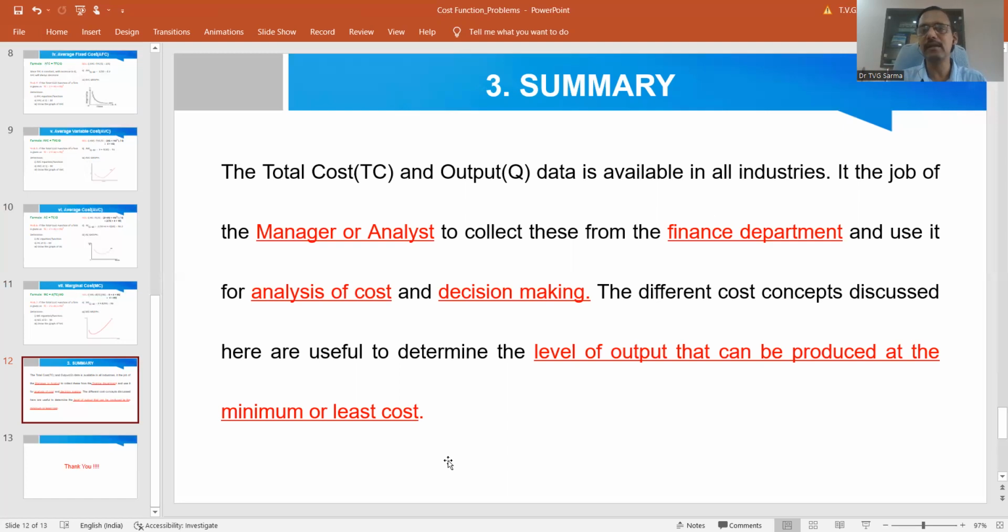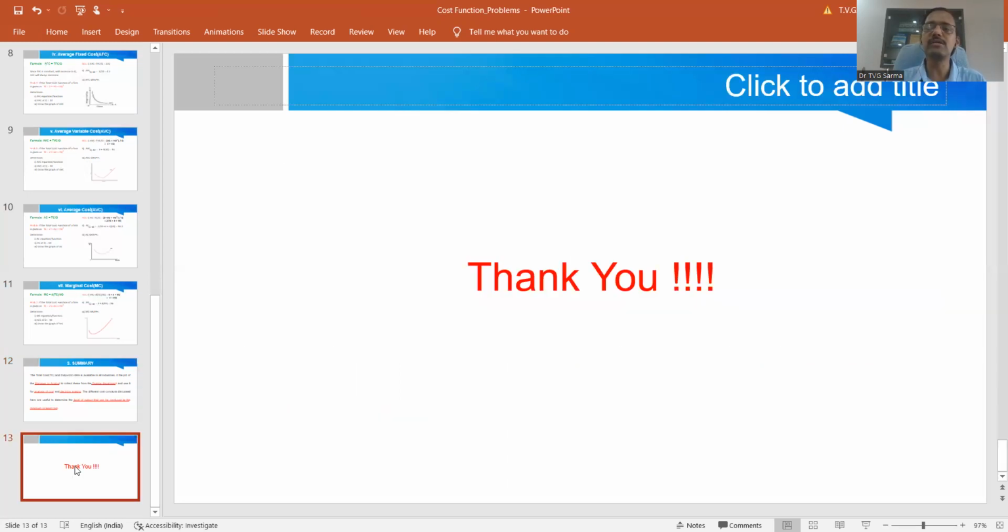The process of determining the output which can be manufactured at the lowest cost is a part of the next series of lectures, series of videos we shall be taking. In this video, the basic purpose was to discuss the definition of the cost function and try to derive or understand the formulas and the graphs of the various cost concepts. I'm sure these slides and the discussion have been useful for you to understand the cost concepts in very simple terms.